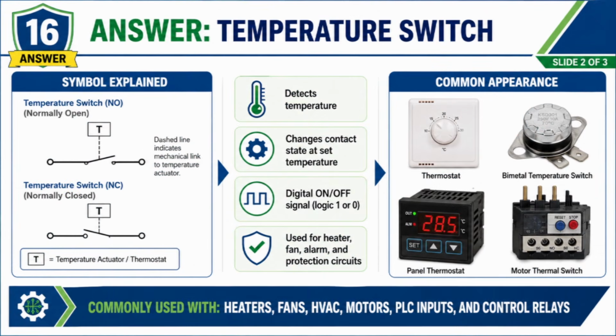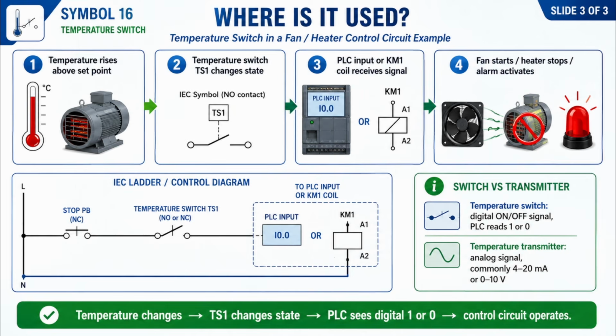It detects temperature and changes the state of its contact when the set temperature is reached. The contact can be normally open or normally closed. It provides a digital on-off signal, which the PLC reads as logic 1 or logic 0. In this example, when the temperature rises above the set point, the temperature switch changes state. That sends a digital signal to the PLC input or control circuit.